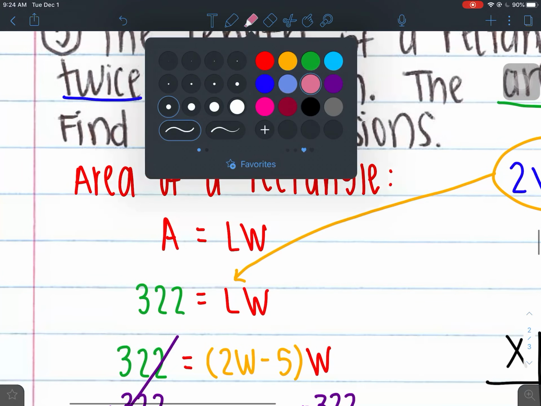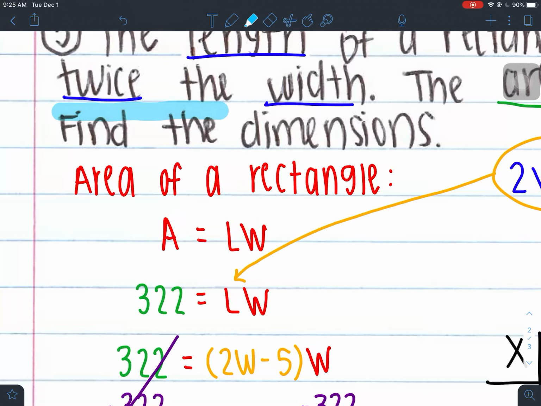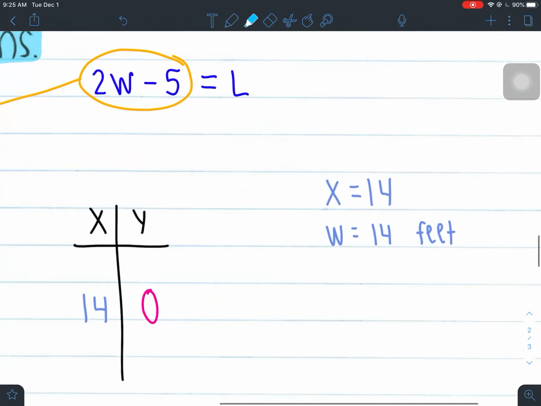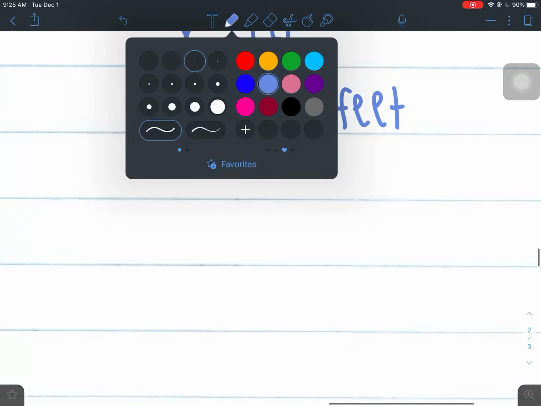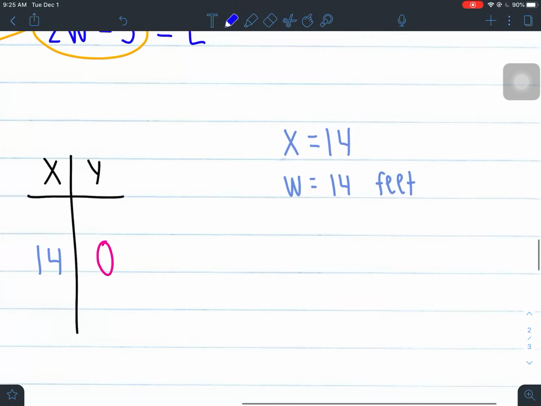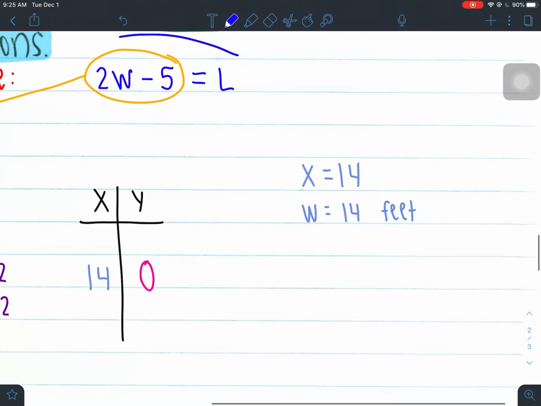But the question was, find the dimensions. What's a dimension, right? Dimensions just means you want to find all of the measurements of the entire rectangle. So that means we want to find width and the length. Right now we have the width. The width is 14 feet. But we want to find the length as well. So what does that mean? We're going to use our equation that we started. So we're going to use substitution. If I know that width is 14 feet, I can just plug in 14 for W.